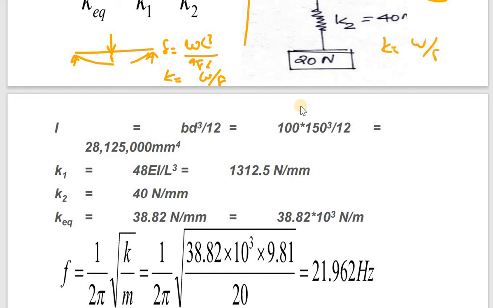So what is delta? I'll write once more. K is equal to W by delta. We know that delta is W L cube by 48 EI. So 48 will come on top, and I can write K is equal to 48 EI by L cube. Then this is also given.